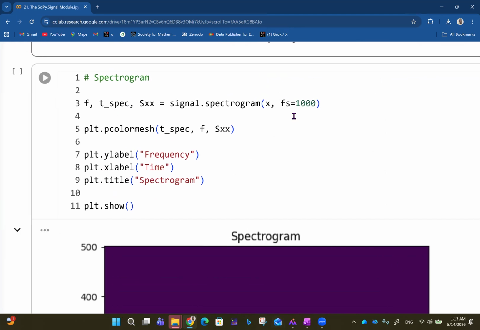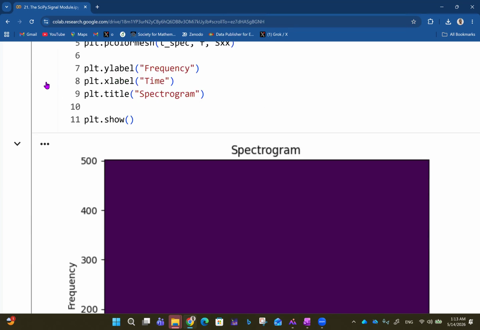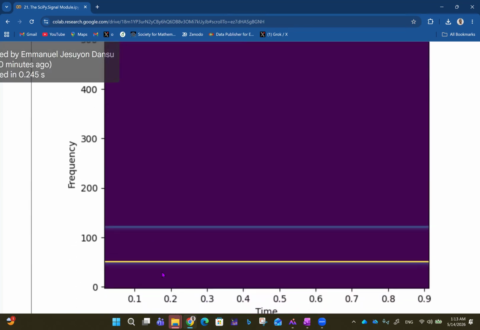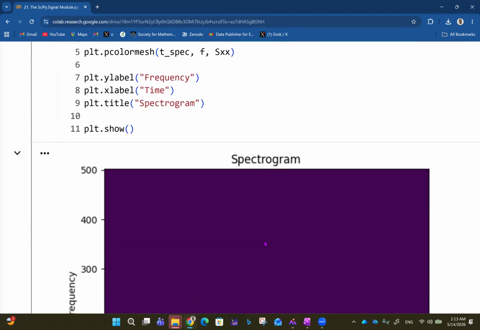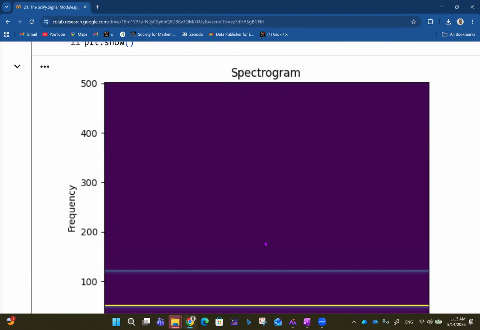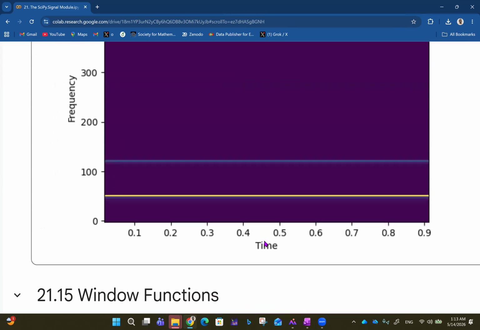So here now you have f, t_spec, Sxx for the spectrogram. So you have signal.spectrogram, x, fs. So it's the same x we've been dealing with before we came here. Then you plot the pcolormesh, t_spec, f, Sxx. So the y label is frequency and the x label is time, and the title is spectrogram. So you plot this, and this is what you get. So you have something happening around 50 hertz frequency and something happening around 120 hertz frequency. So remember the original signal was a combination of two signals, one with a 150 hertz signal and a 120 hertz signal. That's what is being carried out here for the spectrogram.